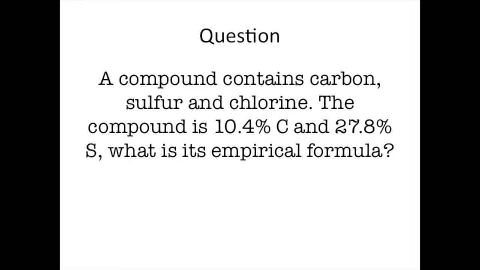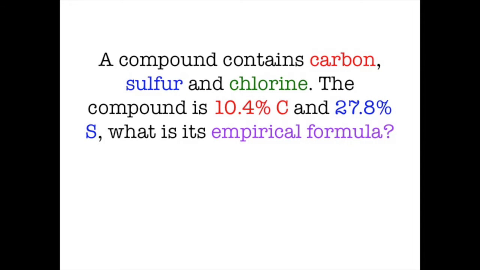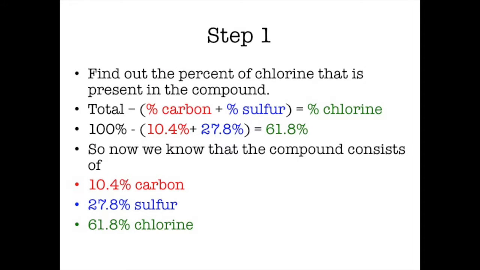We can change these percentages into the amount of grams in the compound as a whole. So we know we have carbon, sulfur, and chlorine. Similar to the last problem, we're looking for the empirical formula. So what we do is add the amount of substances that we have, which is 10.4 carbon and 27.8 sulfur, and subtract the given amount from 100. So like I said before, we have carbon and sulfur, and we add that, and we subtract that from 100 to find the percent of chlorine.